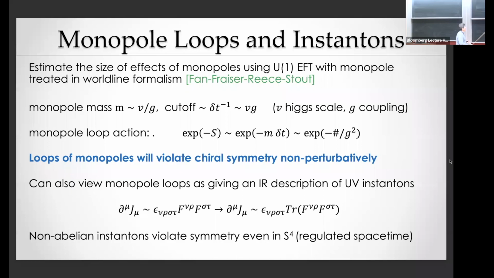So you can have these monopole loops. This is giving kind of an infrared effective field theory of UV instantons. And that should be expected. So if we have this ABJ anomaly where we had divergence of J is epsilon FF, if our U(1) gauge field comes from the UV via Higgsing, if we upgrade it to this equation, now we can't save it by any tricks. Now we can't save the chiral symmetry anymore. Trace F wedge F. There really are instantons on S4 that will violate that symmetry.